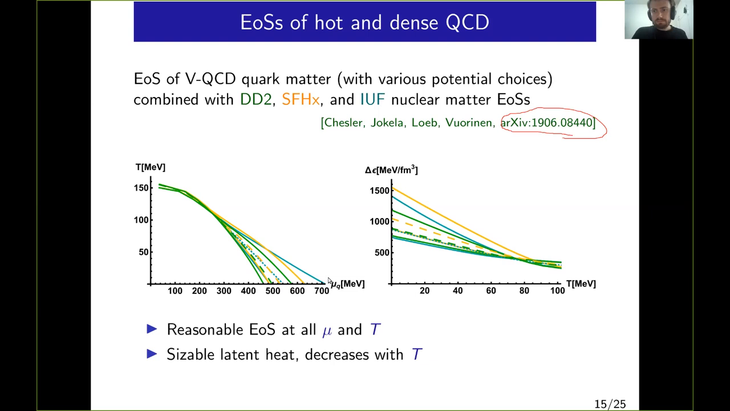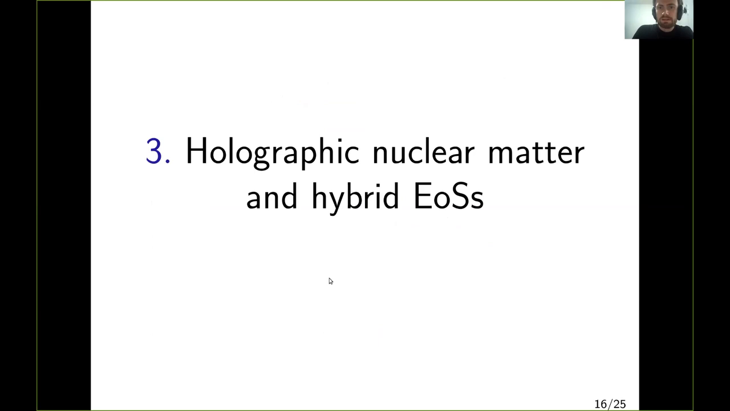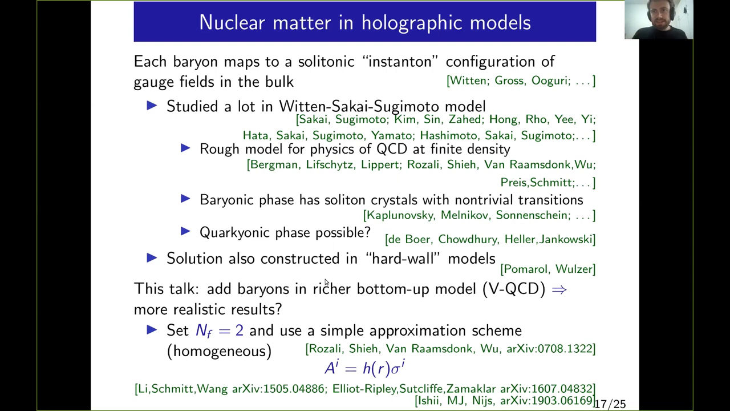But let me go on to the next topic: discussing holographic dense nuclear matter and what I call the hybrid equations of state. The basic idea to do nuclear matter in holographic models is that each baryon in the nuclear matter should map to a solitonic configuration, an instanton, of gauge fields in the bulk. This has been studied a lot in the Witten-Sakai-Sugimoto model, so there is lots of literature, and you can get a rough, reasonable model for the physics of QCD at finite density.